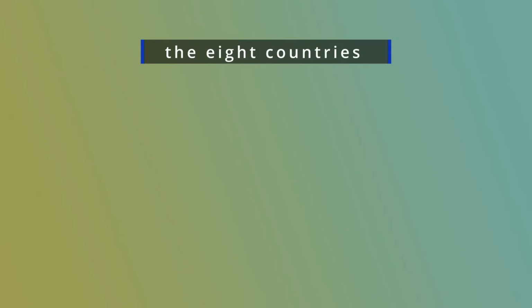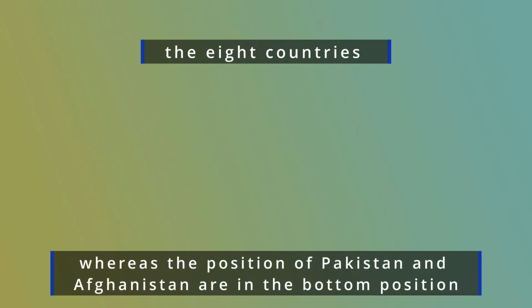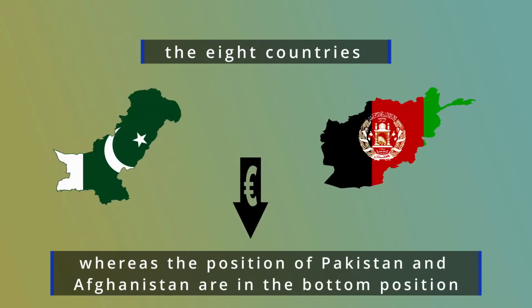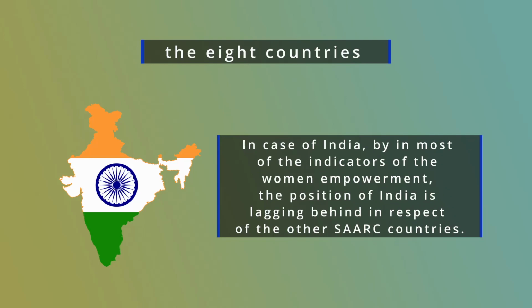Now we come to the conclusion. So far we have discussed the differential status of women empowerment across different SAARC countries, and among the eight SAARC countries, the position of Sri Lanka is relatively better, whereas the positions of Pakistan and Afghanistan are at the bottom. In the case of India, in most of the indicators of women empowerment, the position of India is lagging behind the other SAARC countries. Therefore, a course correction is needed to achieve women empowerment in our country as well as other SAARC countries.